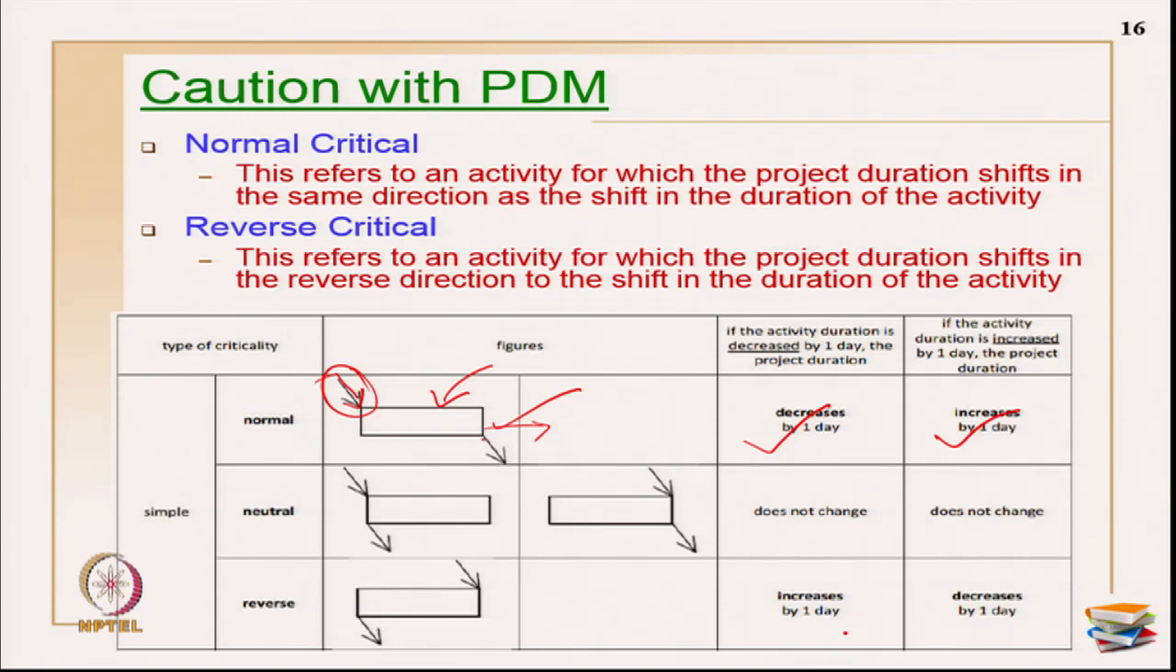If I am increasing the duration of the activity by 1 day, the project duration gets decreased by 1 day. So, when you are scheduling the network and assigning the relationships, as I showed in the previous figures, you can have combinations of relationships. Either I can show finish-start plus lag, or I can use finish-start plus lead. That is the example I have shown.